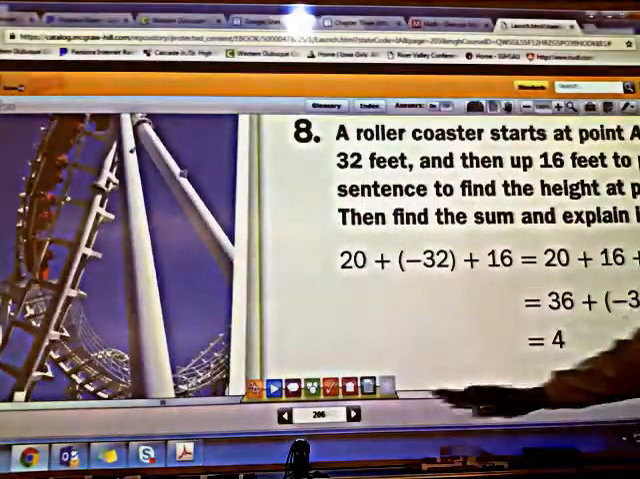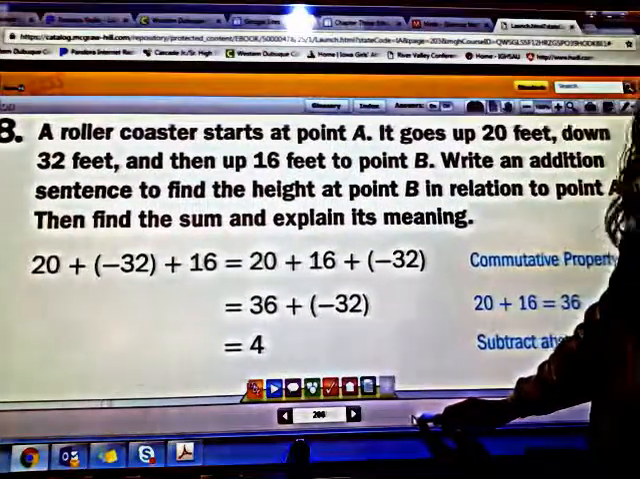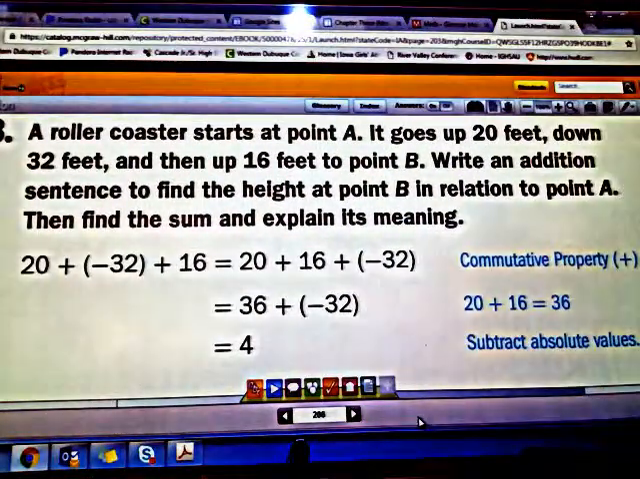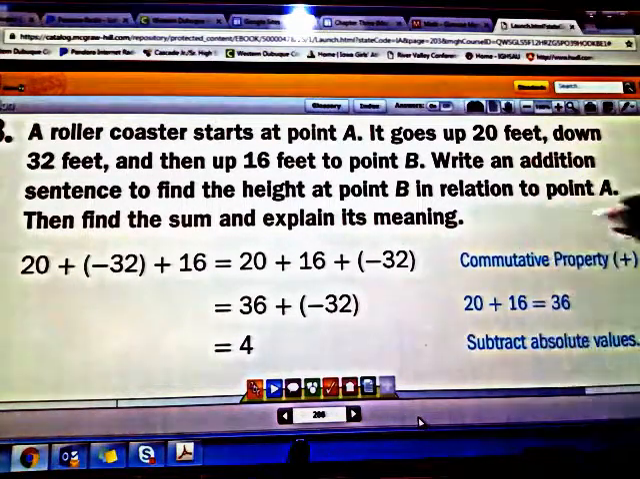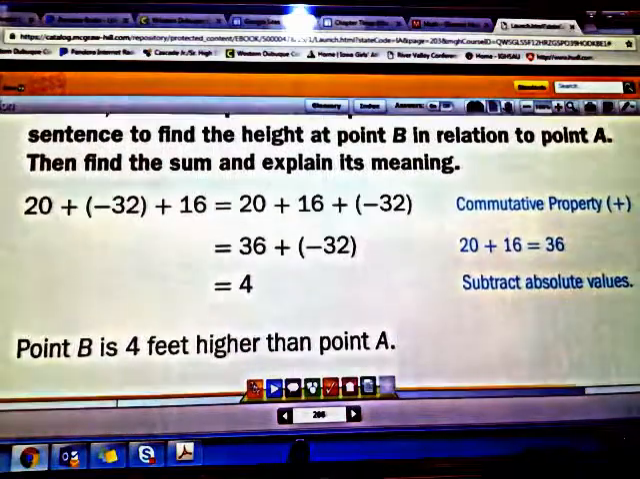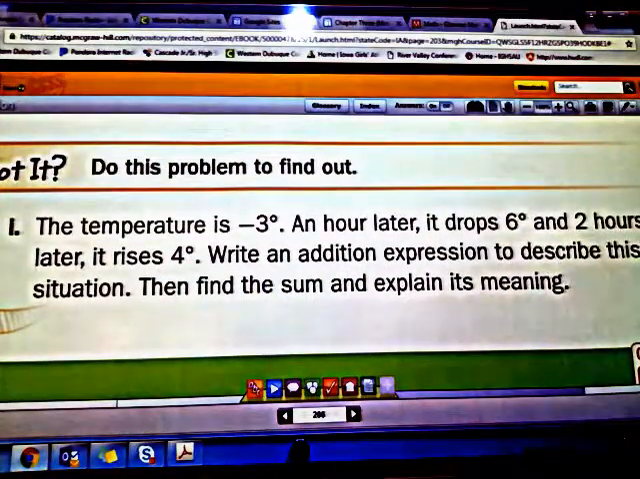One more example that I would like you to take a look at would be on the top of page 206. This is giving us a real world situation. So take the time right now, pause the video to take a look at example 8 and how they came up with that answer, and then go ahead and complete Got It problem letter I.